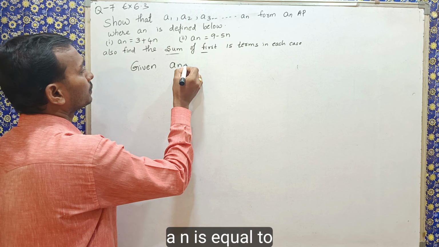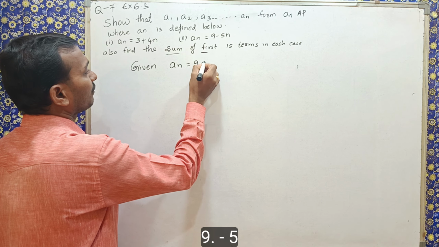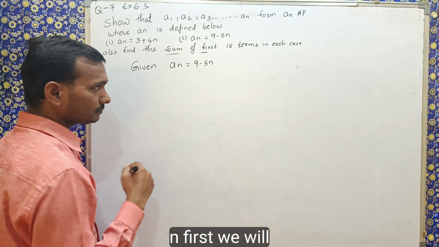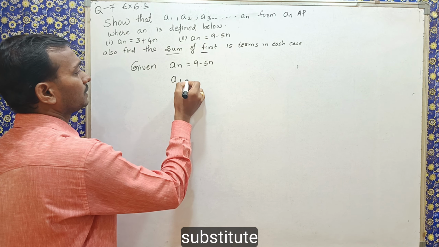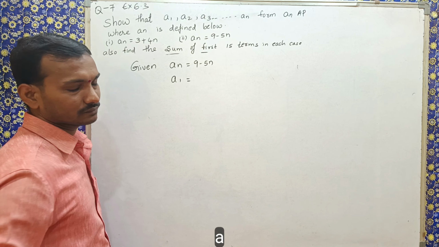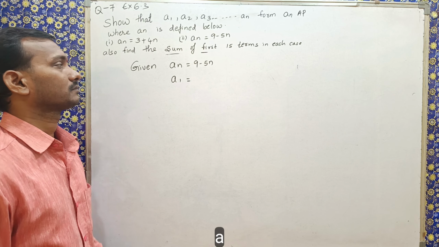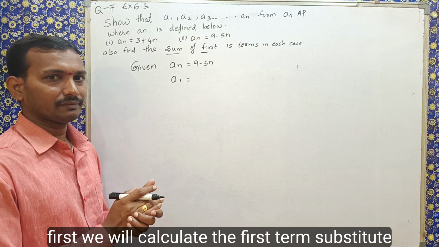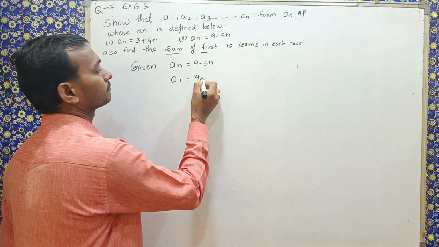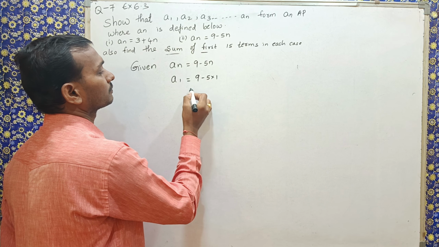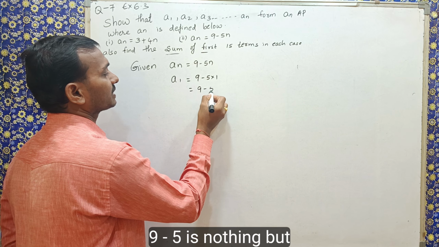Question number 2. First, we will take the given: an is equal to 9 minus 5n. First, we will calculate the first term. Substitute n is equal to 1. 9 minus 5 is nothing but 4.